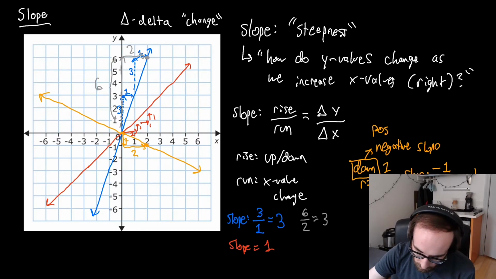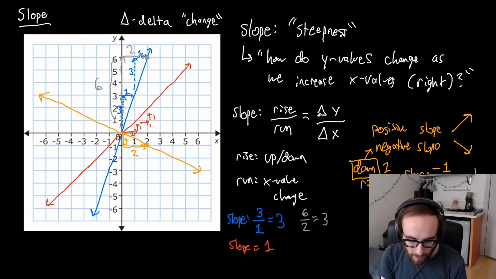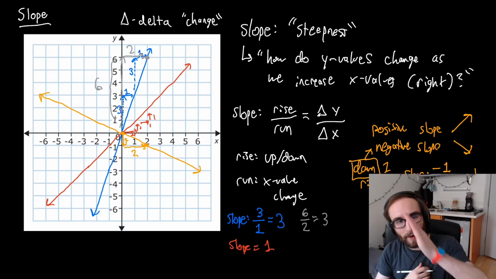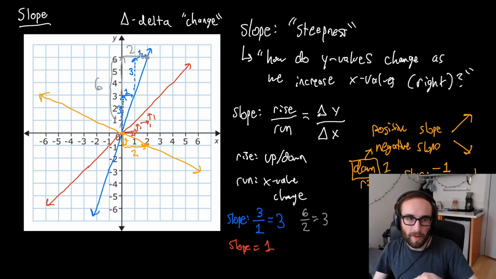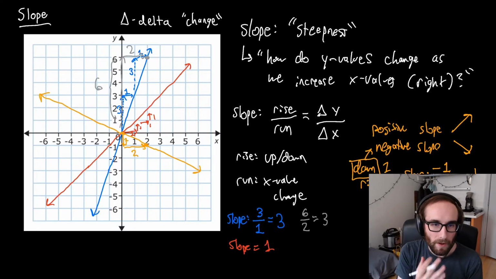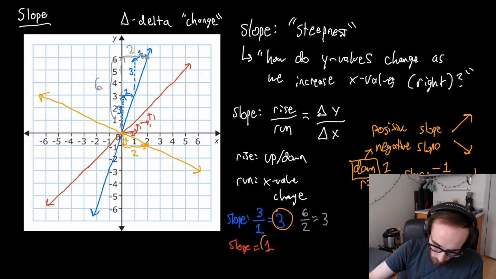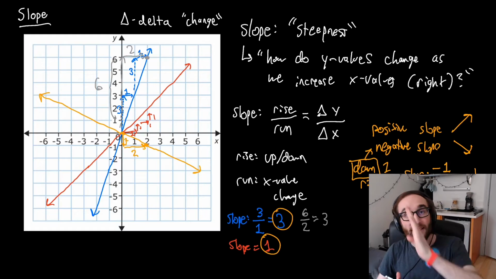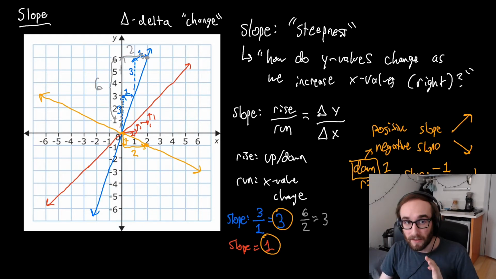If we have a positive slope, that just means that our line is going up. So our line is going to look like this. Negative slope, our line is going to be going down. And we can see that with blue and red. Those are both positive, so they're going up. Whereas with orange, it's going down. As you can see, as a measure of steepness, 3 is greater than 1. So that's why our blue line is steeper than our red line. More vertical in a way.